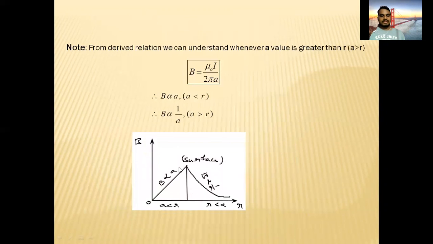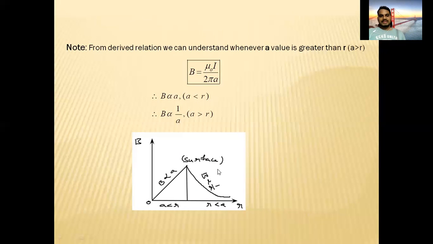So let's look at this graph. We already discussed that when the point is between center and surface, B is directly proportional to the distance, so we have found that relation here. Once it reaches the surface, for any point outside of it, the magnetic field is always inversely proportional to the distance from the center of the wire to that point. This is the relation we have got.